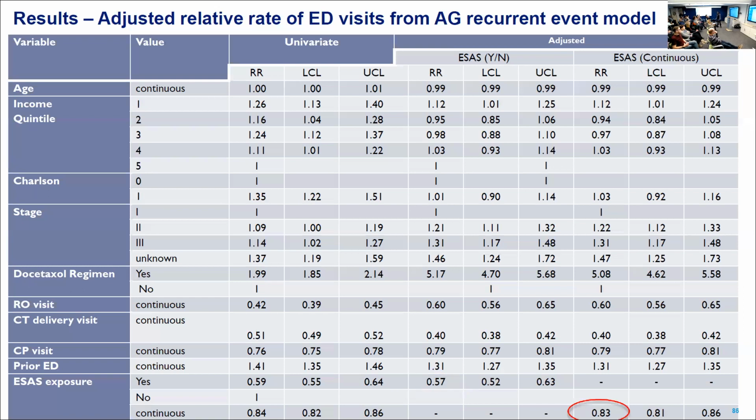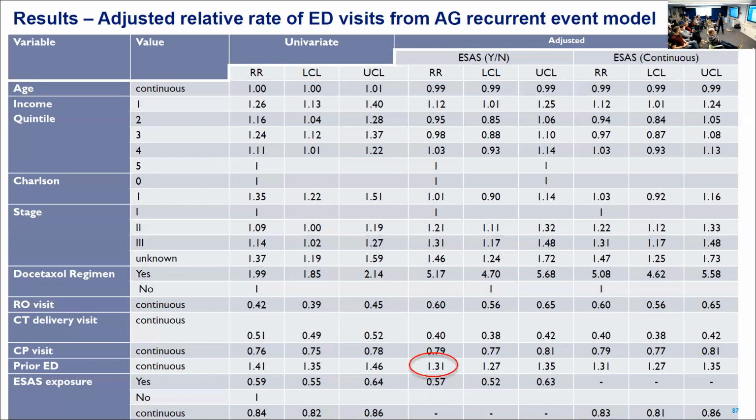If you treated ESAS as continuous now, you still see some type of marker there. You see some type of association for each additional ESAS. And we found this surprising, but it was so impactful. There's a 17% reduction in your rate of ED visits. Okay.